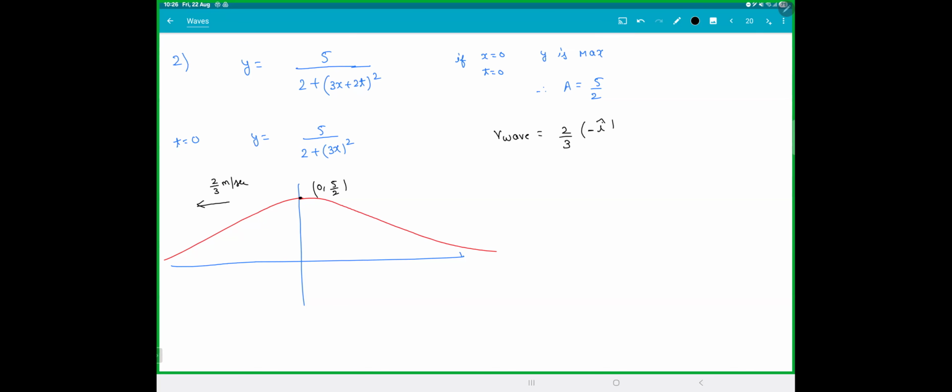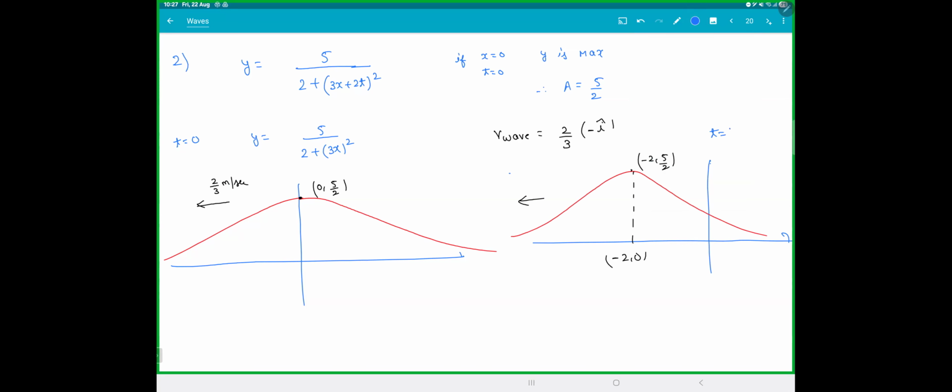And you're asked to draw the graph at t equal to 3 seconds. In 3 seconds, this bump will travel how much? 2 meters. The bump will look the same. These coordinates will become minus 2, 0, and minus 2, 5 by 2. This is the shape of the bump after 3 seconds. Clear with this?